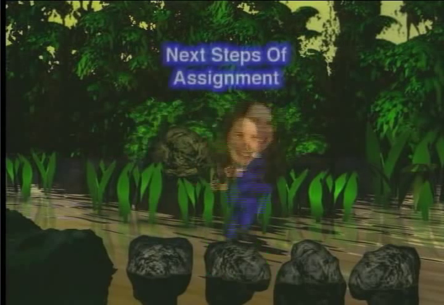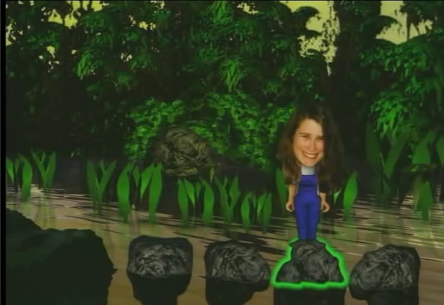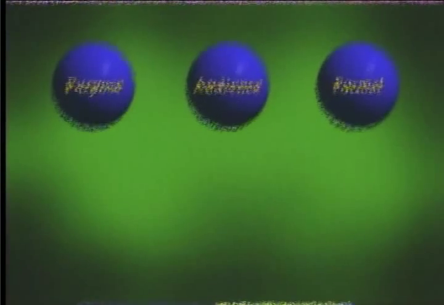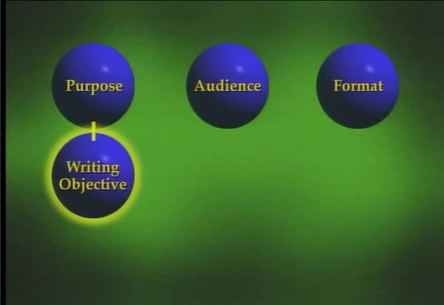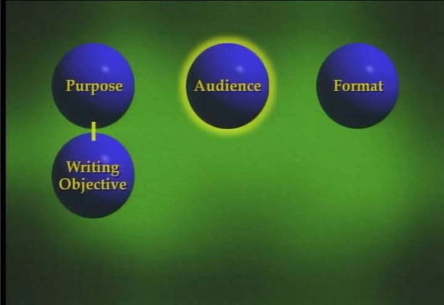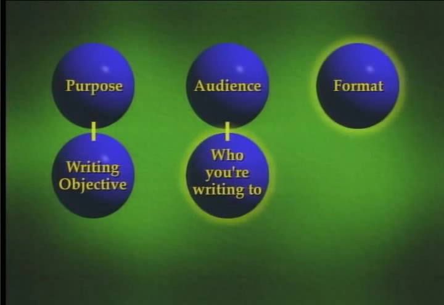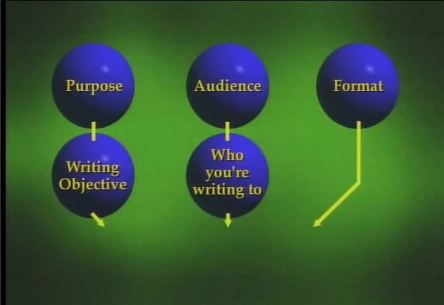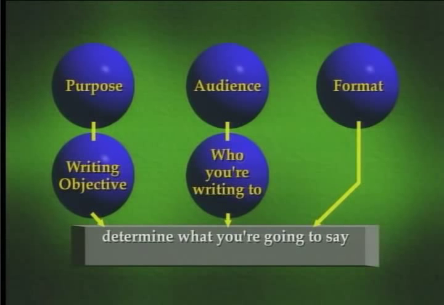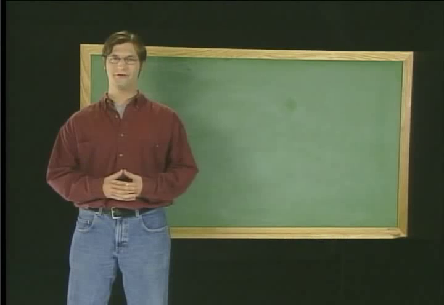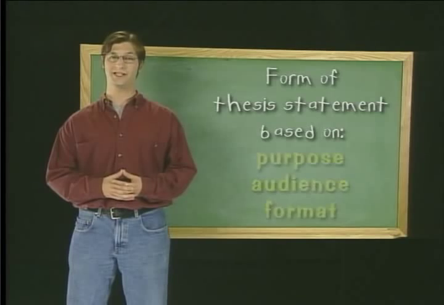Before we can go into the next steps of the assignment, we'll need to introduce some more terms. Now, as you start to consider the direction of your paper, there are a few things you need to meditate on, regardless of what type of writing you're doing. First, your purpose or objective in writing. Second, your audience or who you're writing to. And third, the format of the paper. These three factors determine what you're going to say and how you're going to say it. The form your thesis statement takes is based on these three factors.